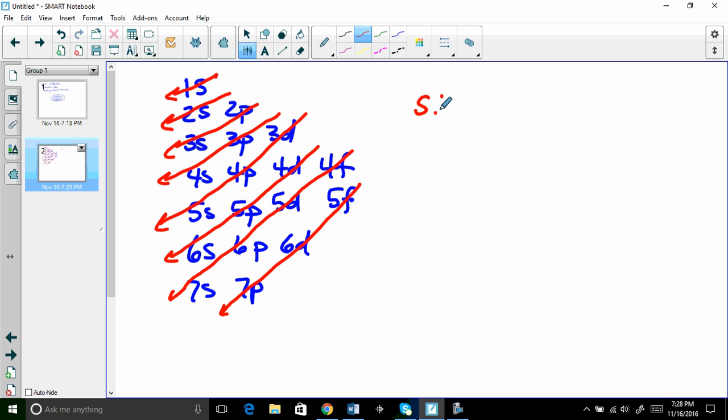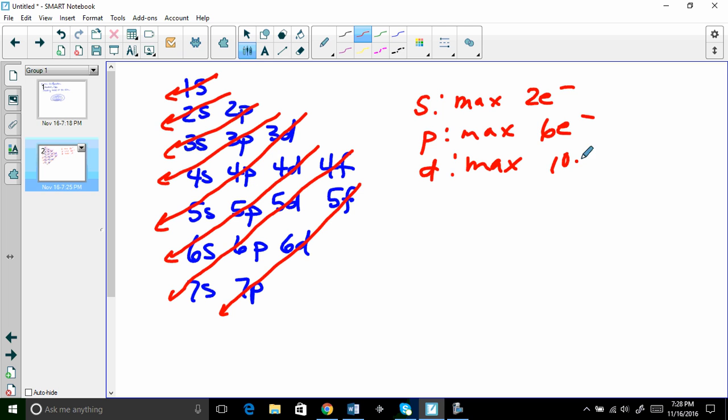S orbitals can hold a max of 2. P orbitals can hold a max of 6. D orbitals can hold a max of 10. And F orbitals can hold a max of 14. And if you can see the pattern, 2 plus 4 is 6, 6 plus 4 is 10, 10 plus 4 is 14. We think we might find a g orbital someday, and it will hold 18 electrons.